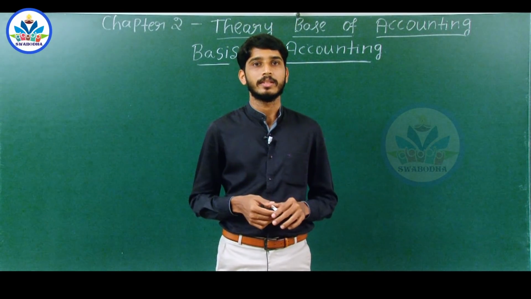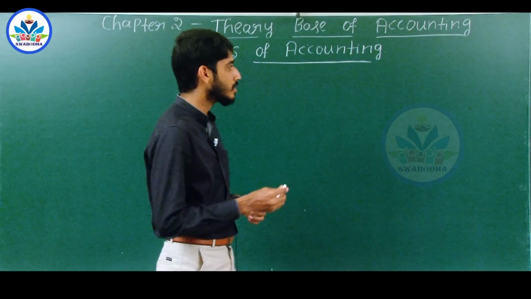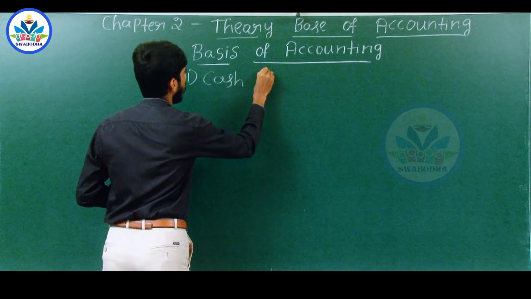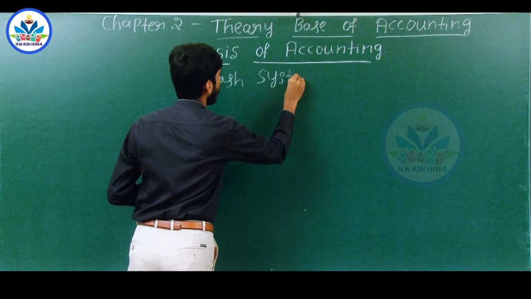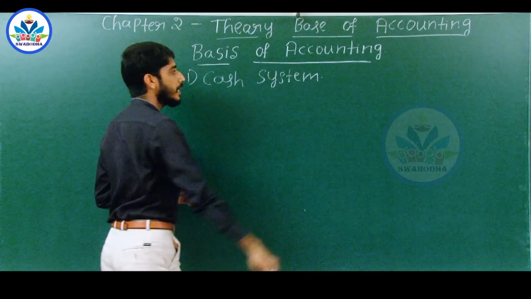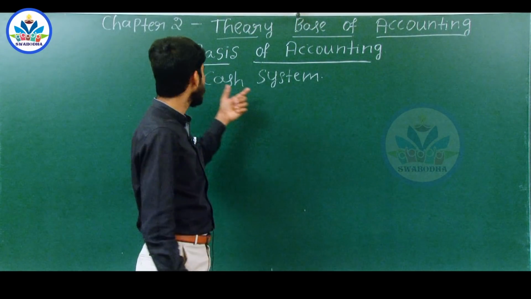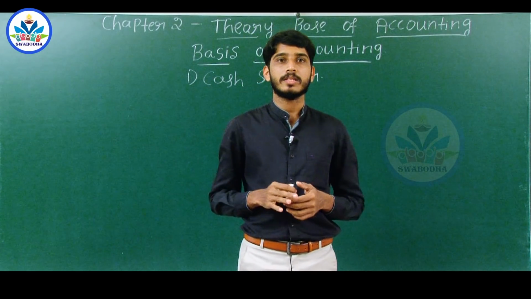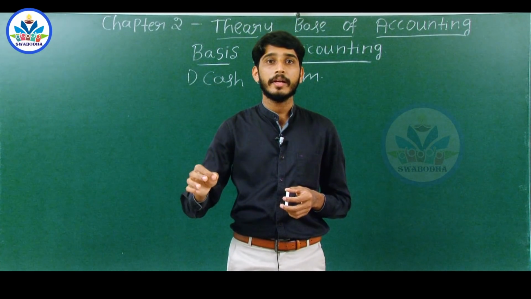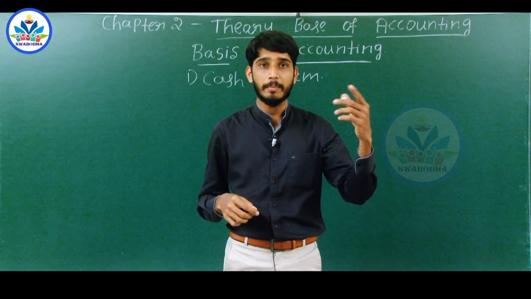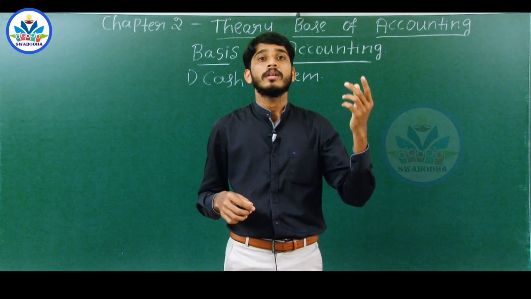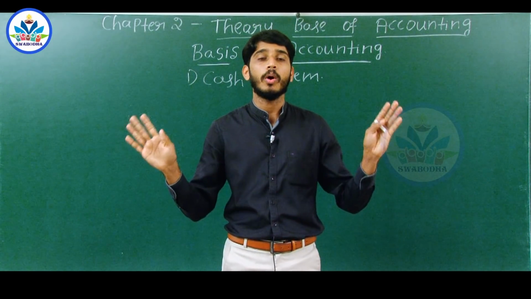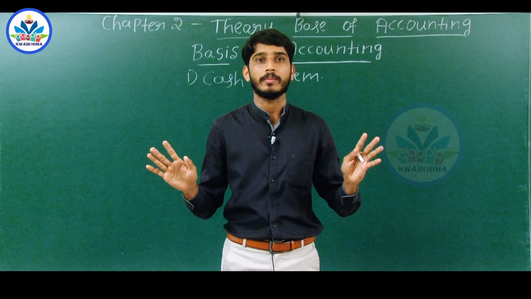The first method, the first basis or the first system, is the cash system. The name itself suggests it. In simple words, under this system the entries are recorded when you actually receive cash or actually make the payment, and the receivables and payables transactions are completely ignored or not taken into account.